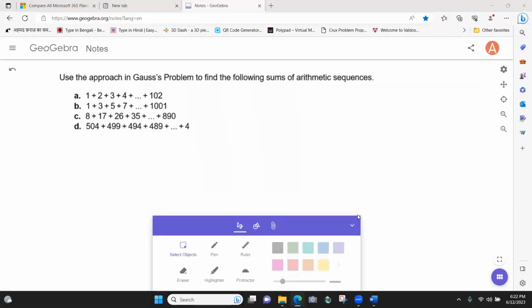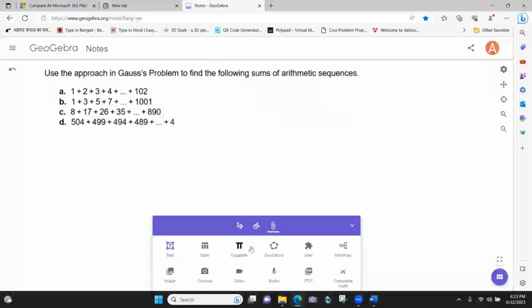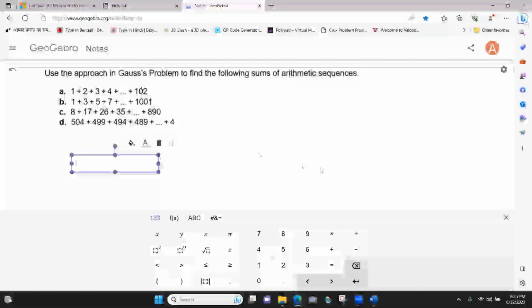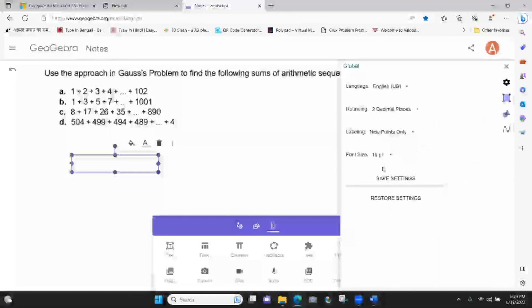So somebody asked me to do this problem, part C, 8 plus 17 plus 26 plus 35, all the way up to 890. Find the sum of this using Gauss's method. So I'm going to work on this problem. And just to let you know, the one I originally did had an error, and somebody was nice enough to point it out. So thanks to that person, it's much appreciated. I'll try to be careful next time. Okay?